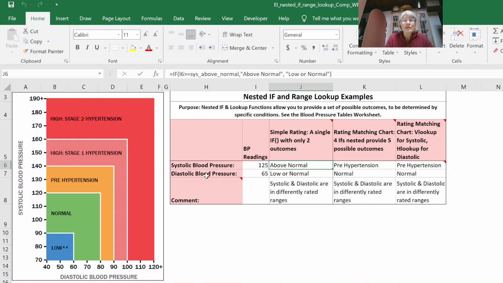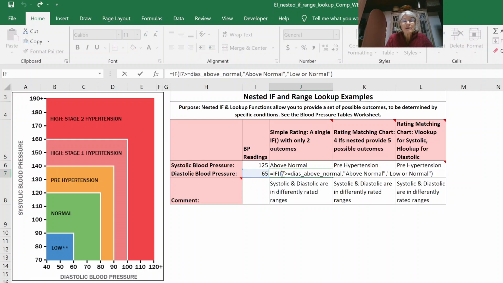For the diastolic blood pressure reading, that's in column I, cell I7, we have the same structure of an if function. If I7 is greater than or equal to dias above normal, and we know what that is, that's 80, then we're going to say that the diastolic reading is above normal, else we'll say it's low or normal.